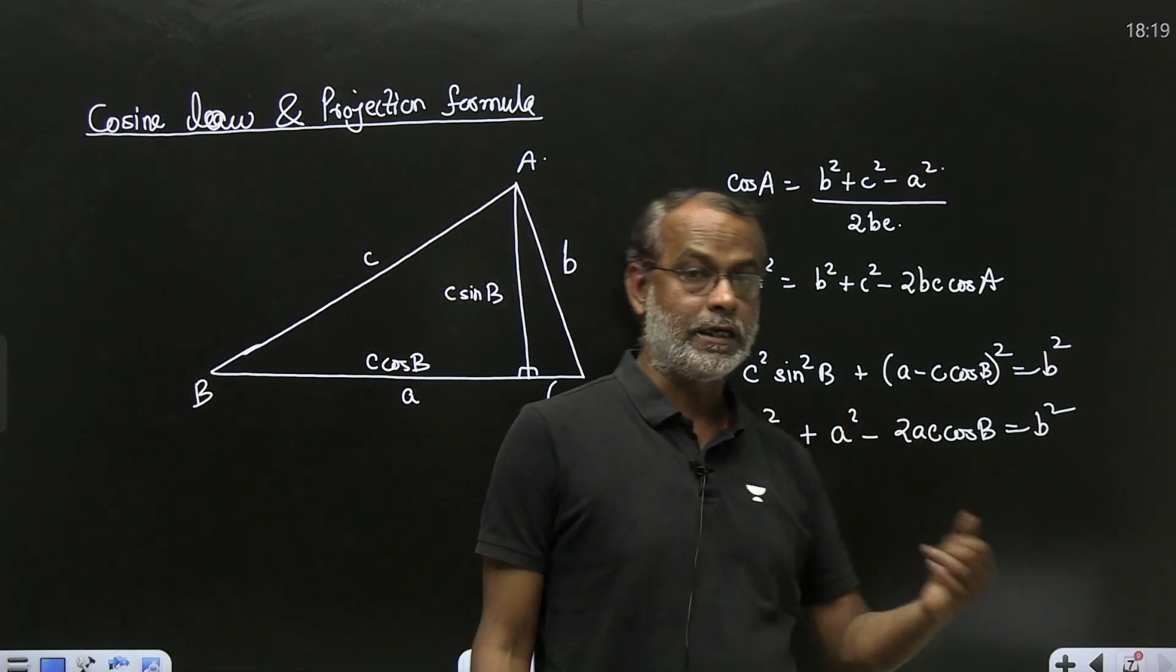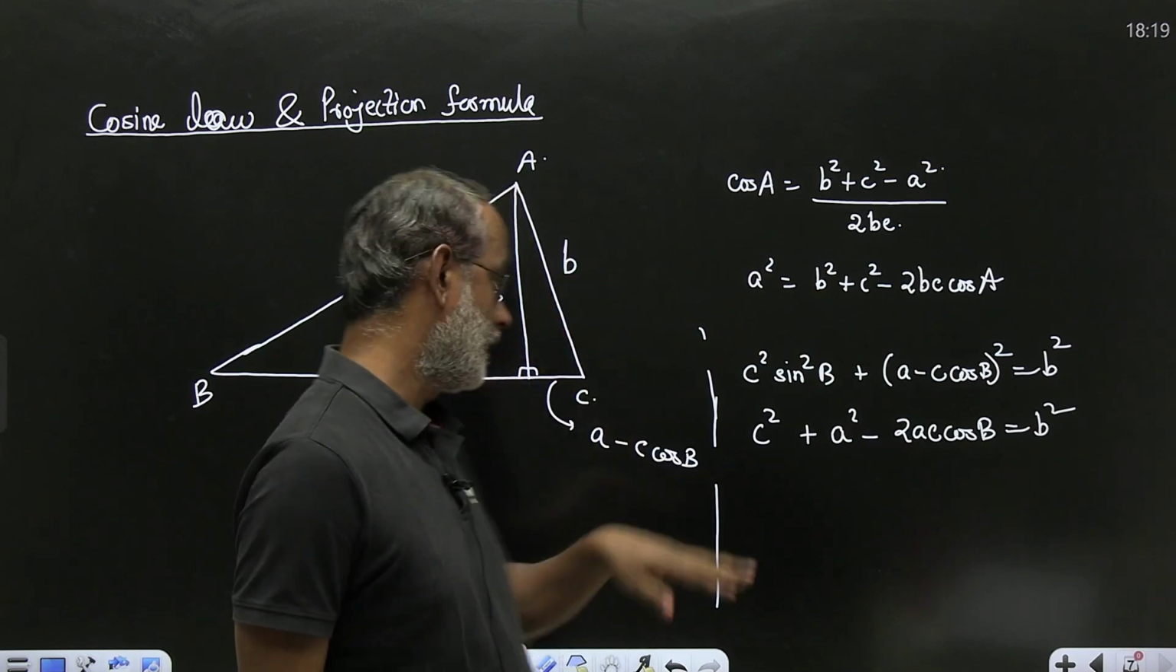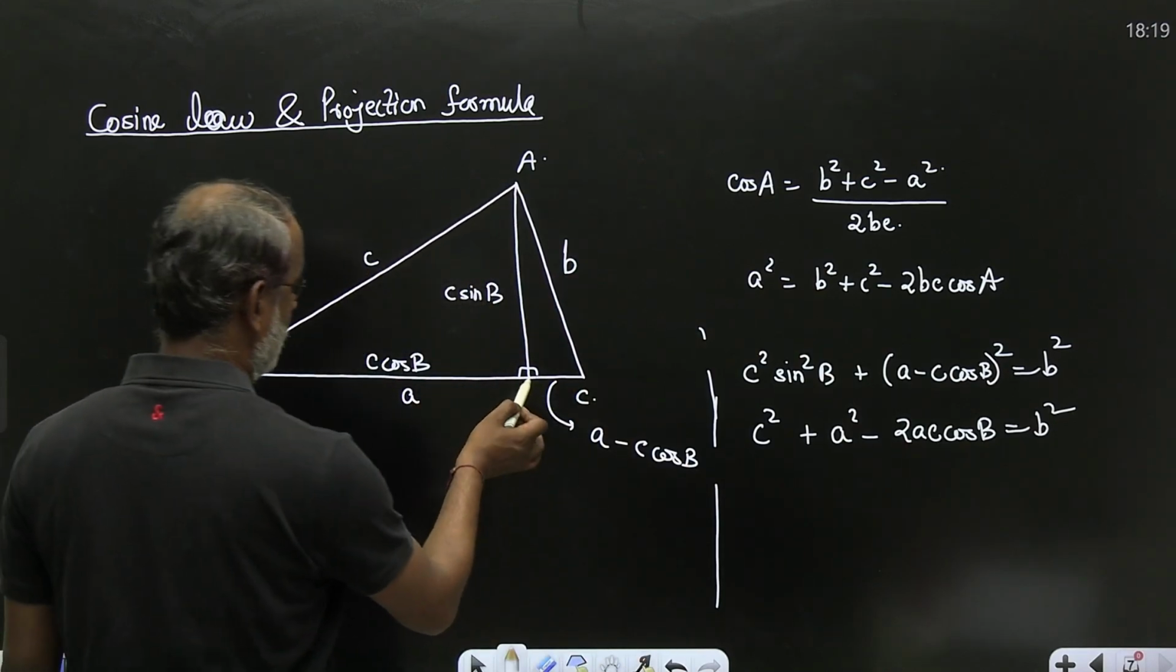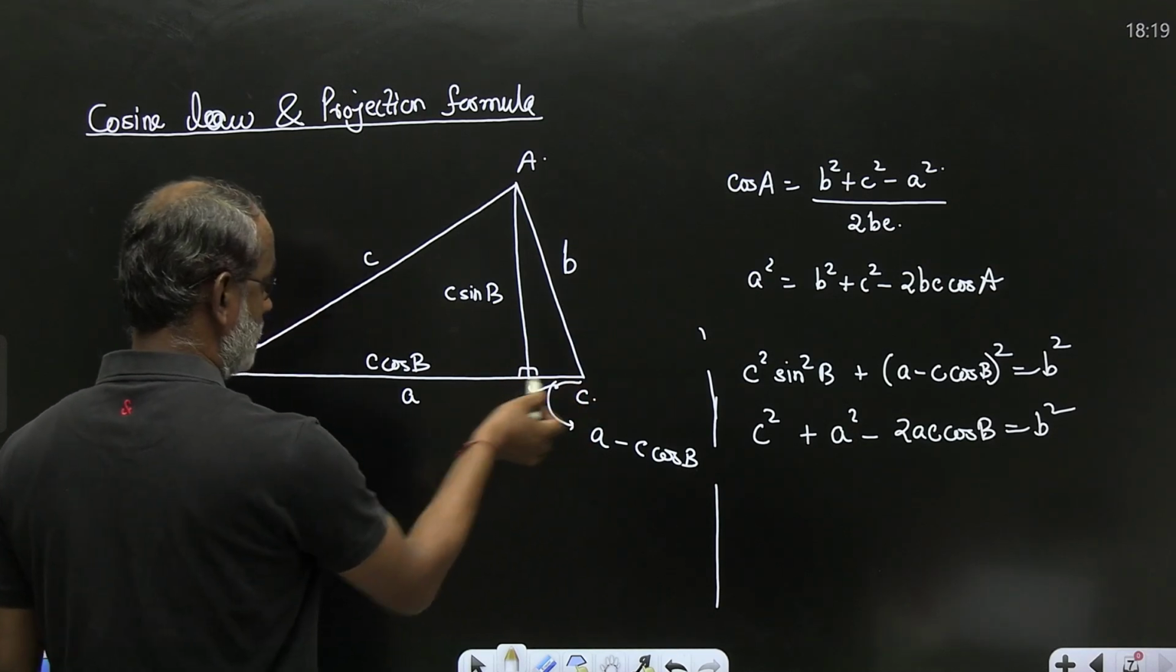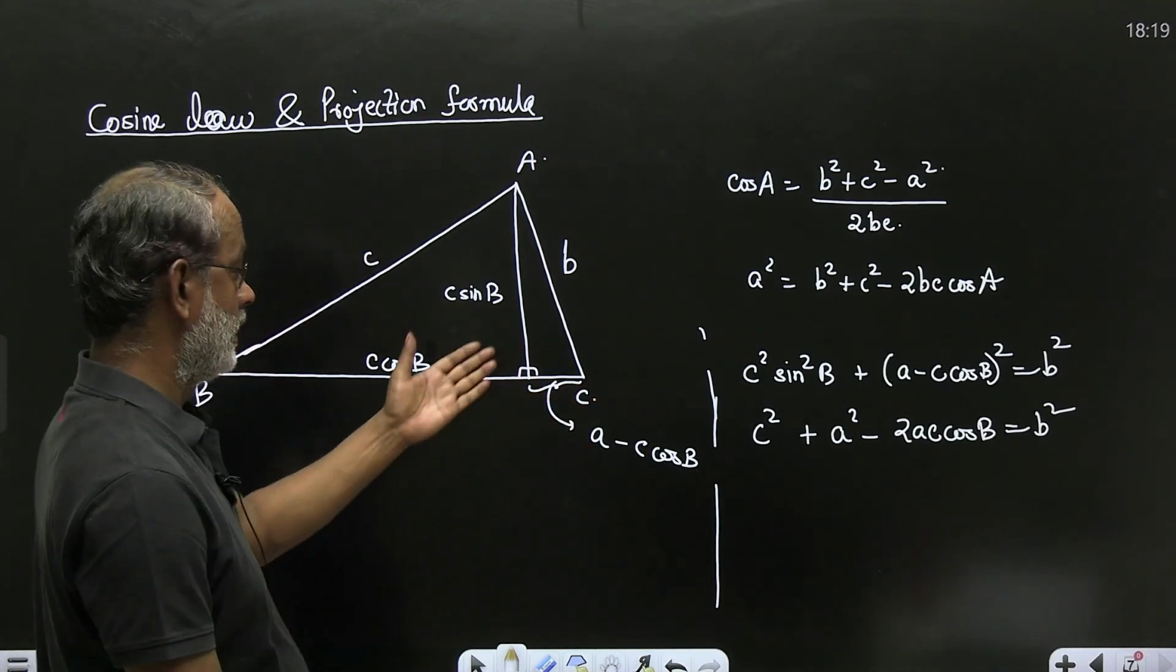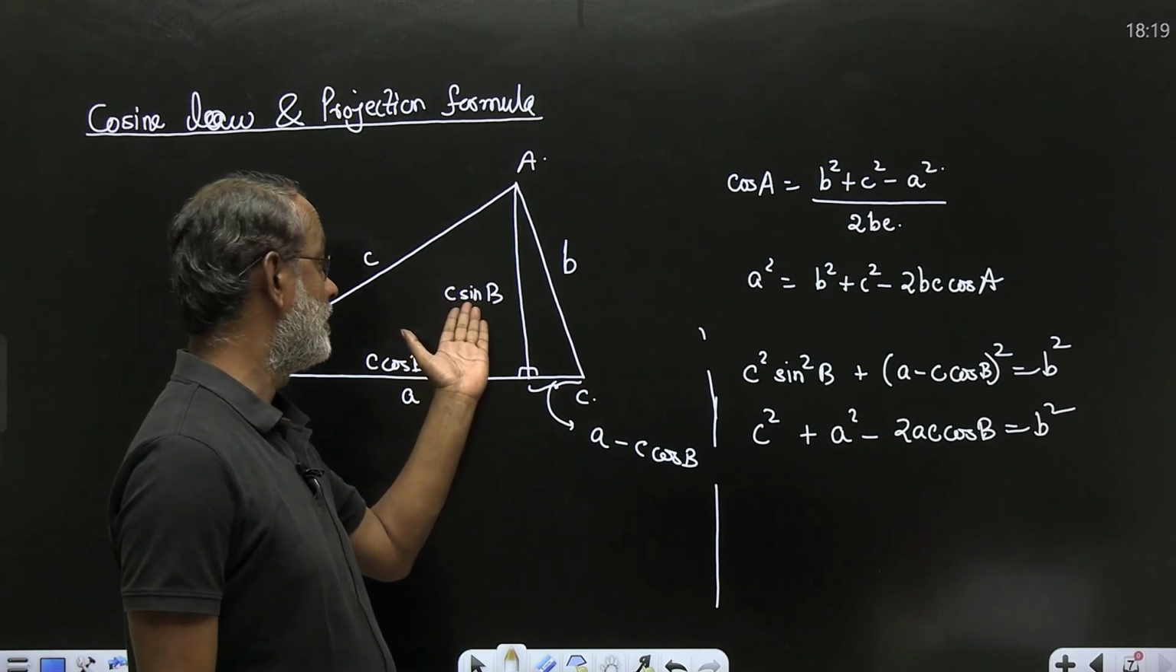This is basically the expression we have obtained for cos B. We could have done it the other way around. We could have said this is b cos C. So this is a minus b cos C. This is c sin B, which by the sine rule you can say is b sin C.